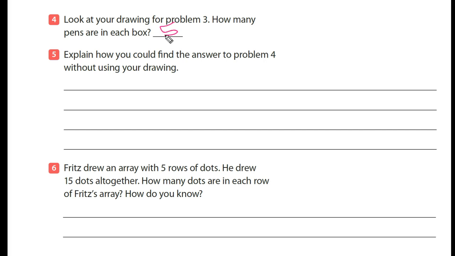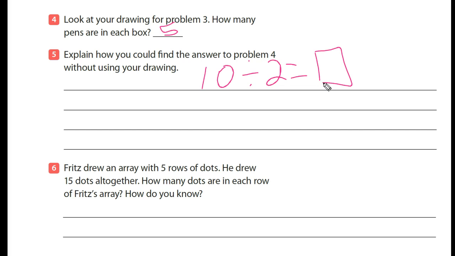It says, explain how you would find the answer to problem 4 without using your drawing. So if I didn't have a drawing, how would I find it? Division sentence, yes, I could do this. I have 10 divided by, and we said there were how many groups? 2, right? Equals something. Yes, you could just say that I would divide 10 by 2, and that would give me 5.